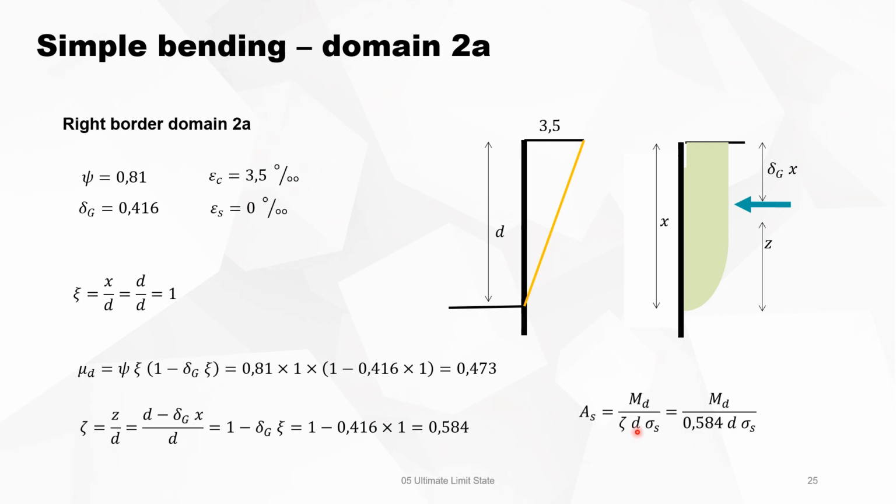You see that the zeta here is very small. So on the right hand side of domain 2a, you are not very efficient with the reinforcement because it varies from 0.9 up to 0.58. So the smaller this number is, the more reinforcement you need for the same bending moment. So avoid the right hand side of domain 2A because you are wasting reinforcement.